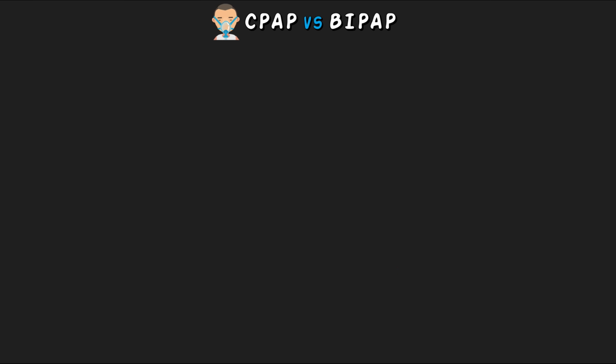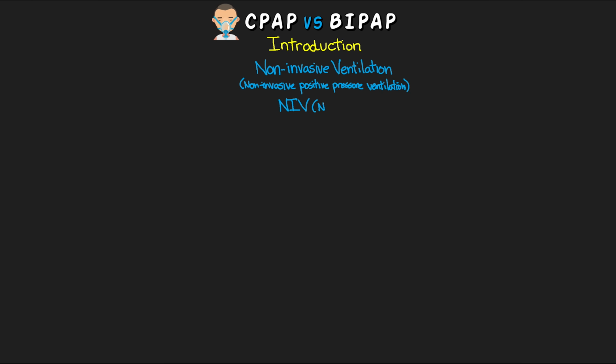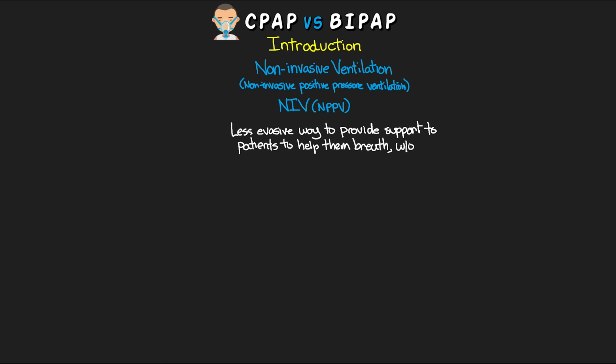All right, so let's go ahead and get into our lesson here and start off with an introduction. Essentially, CPAP and BiPAP are two different versions of something that we call non-invasive ventilation. You can also hear this go by another name of non-invasive positive pressure ventilation, or NPPV. But essentially, this is a less invasive way for us to provide support to our patients who really need help breathing. And ultimately we do this without the need for endotracheal tube intubation.